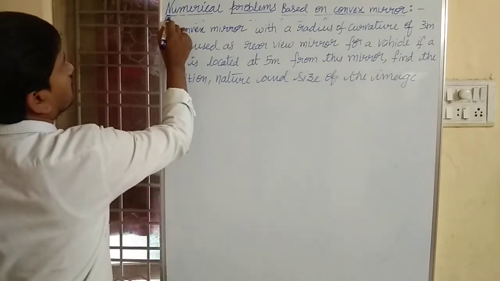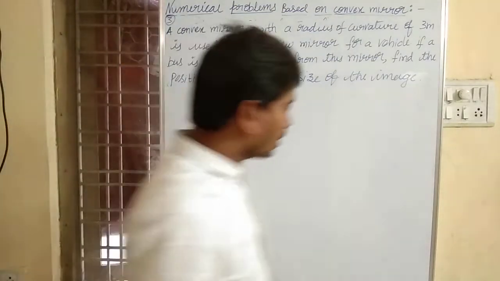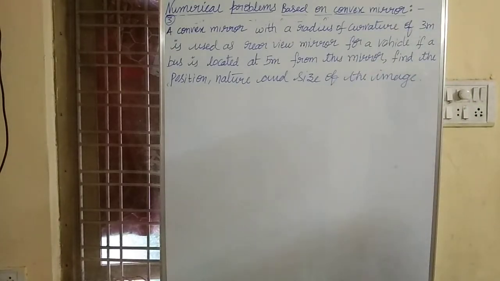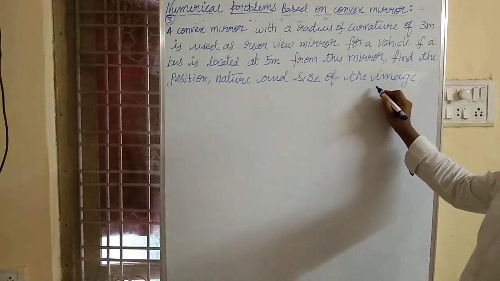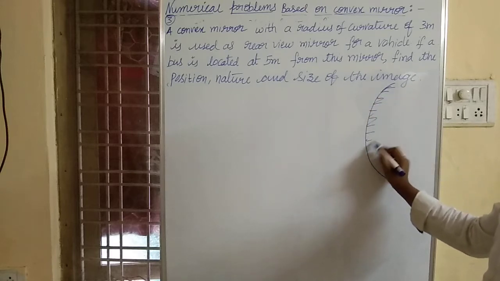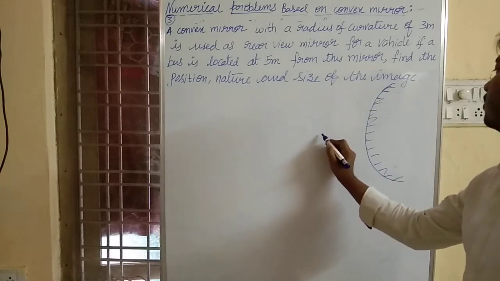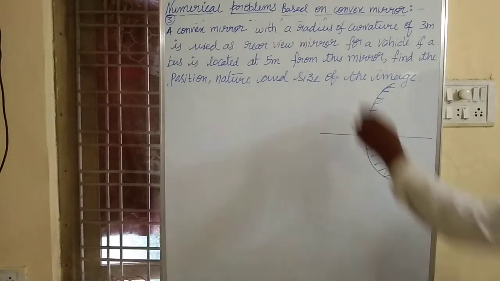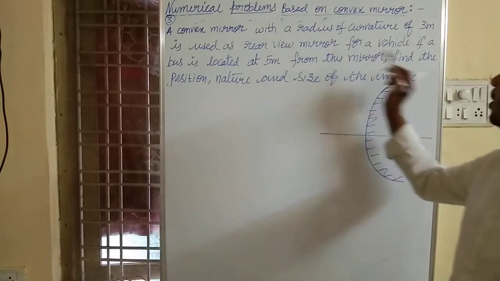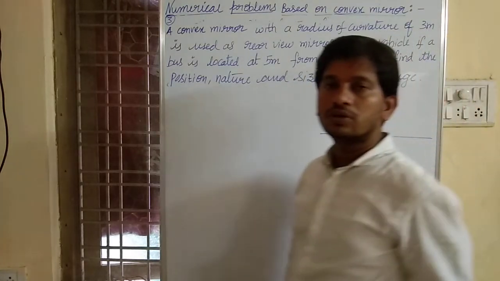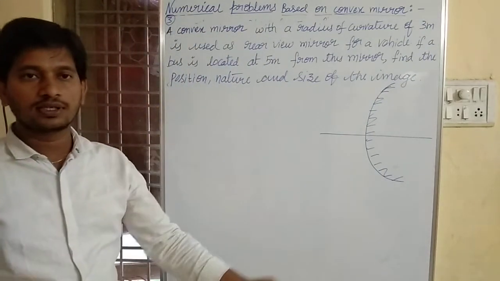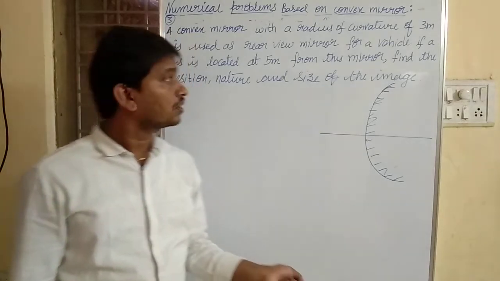Our third question is a convex mirror with a radius of curvature of 3 meters. This is our convex mirror. A convex mirror with a radius of curvature 3 meters is used as a rear view mirror for a vehicle. You know, convex mirrors are also used as rear view mirrors for vehicles. This is the use of a convex mirror.